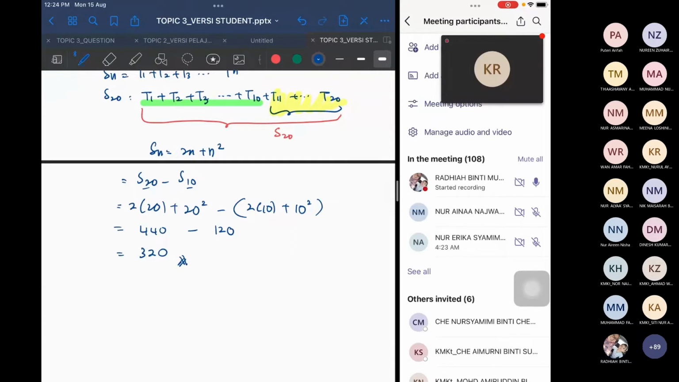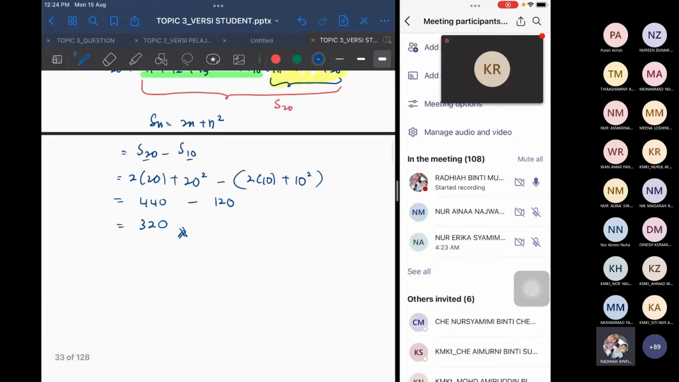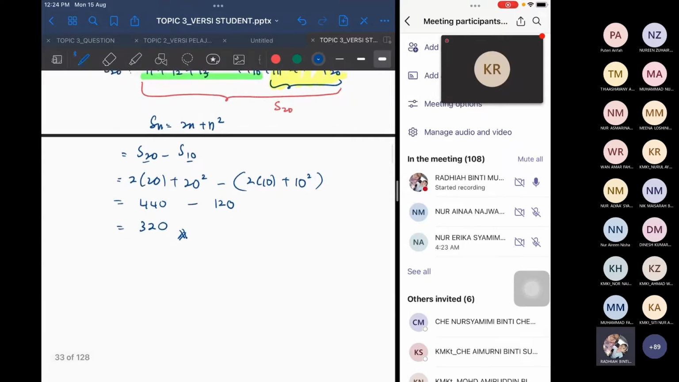Okay. Soalan ni bila masa kita nak guna, bila diberi you punya expression tu in term of Sn. Kalau tak diberi equation yang Sn tu, you kena guna Sn yang macam biasa tu lah.